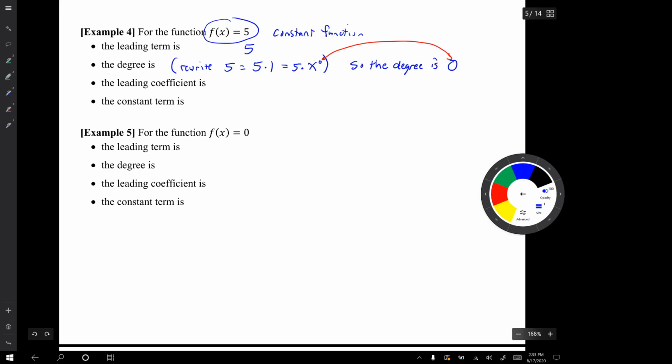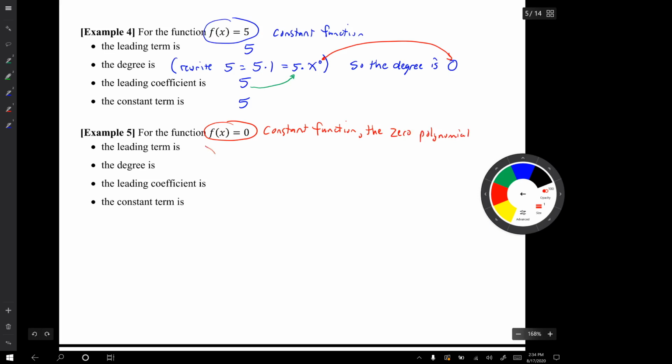The leading coefficient is the number 5, because that's the number that's sitting in front of the power function in the leading term. The constant term is the number 5. So this is a polynomial where the leading term is the same as the constant term. There's only one term in this polynomial, and it gets to play the role of both the leading term and the constant term. Now consider the function f of x equals 0. This is a constant function, and it's the 0 polynomial.